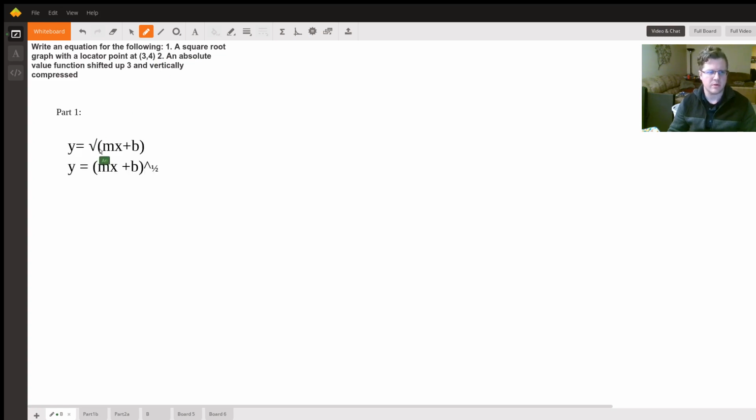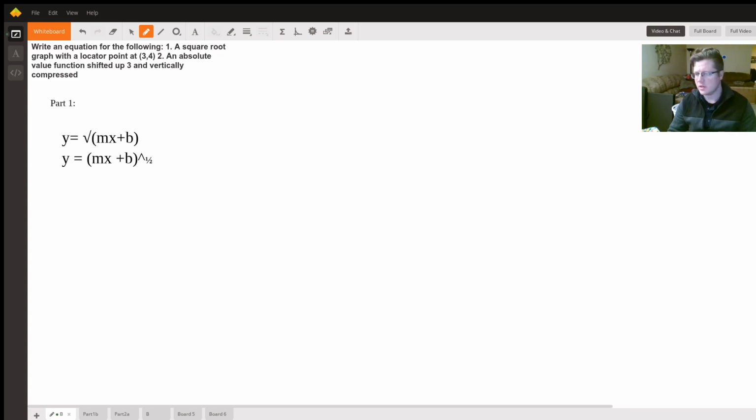I have these all pre-written out just to save time. So y equals the square root of mx plus b can also be written this way: y equals (mx plus b) all raised to the 1/2 power. Now what we're going to do is guess that m equals 1 just to make things simple.